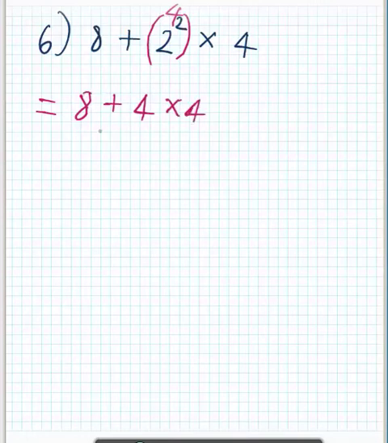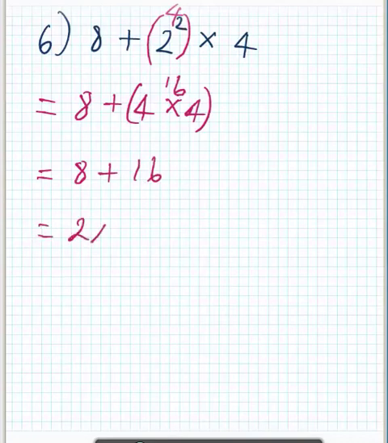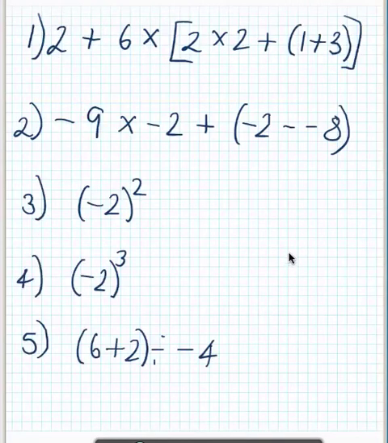Now be careful, if you went 8 plus 4 to give you 12, that's a mistake. We know that multiplication comes first, so I'll have to do 4 times 4 first. And 4 times 4 is 16, so I'm left with 8 plus 16, and 8 plus 16 leaves me with 24. Done.